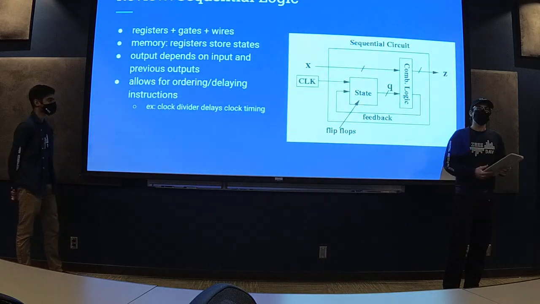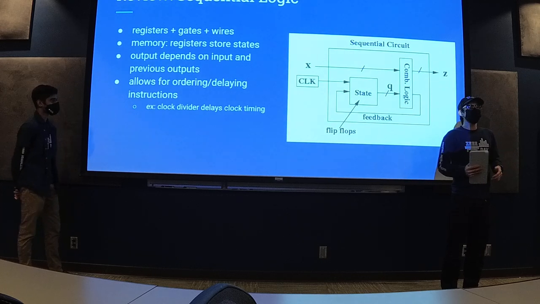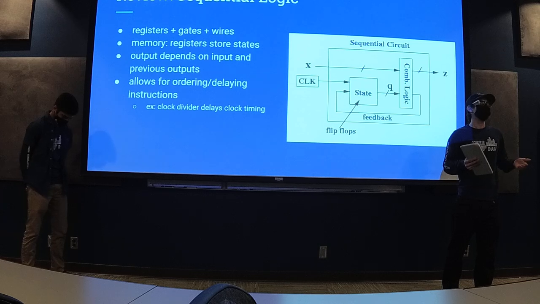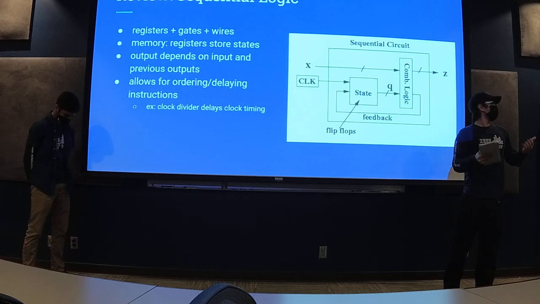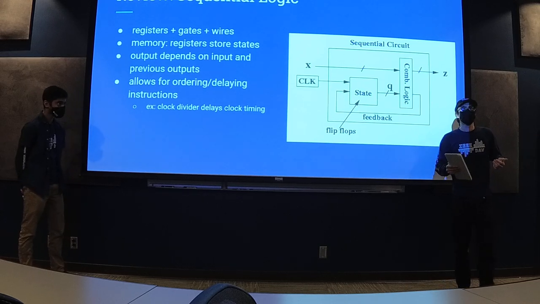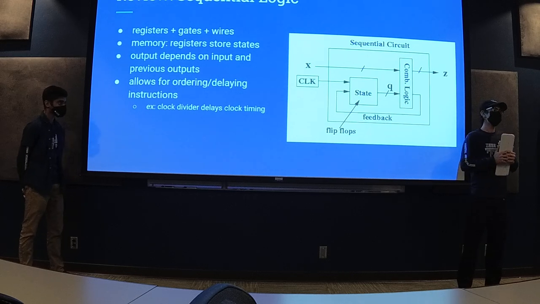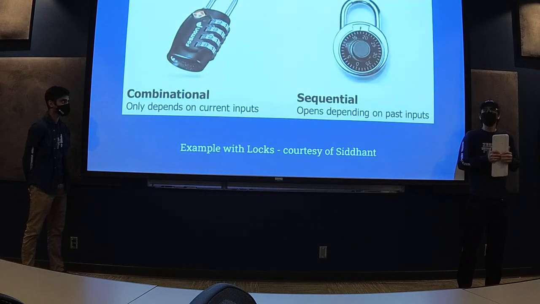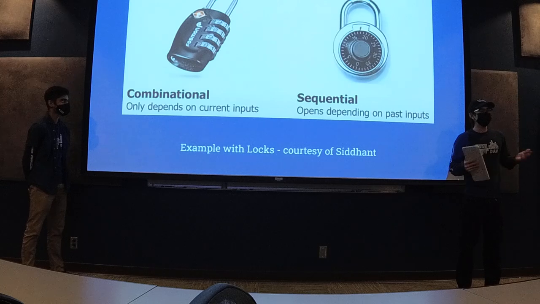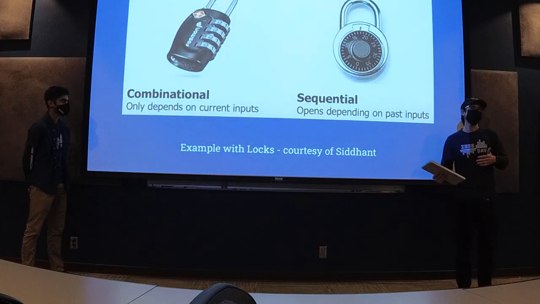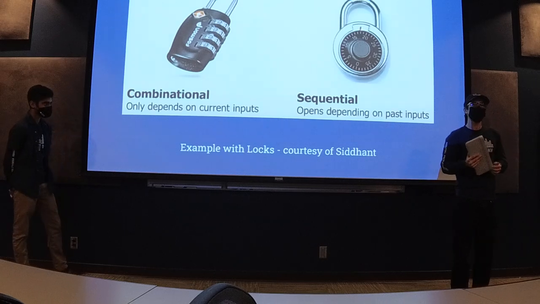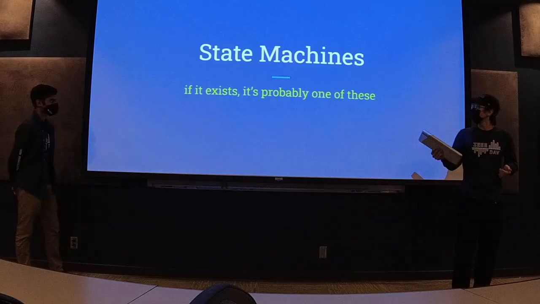So, you have your registers and your gates and your wires. Memory is stored in your registers. That's how you have memory capabilities with registers. It also allows you to have sort of delays using clock edges. You can think of combinational sequential logic, such as a combination lock or a padlock with the little twisties. Courtesy of Sedan from last year.